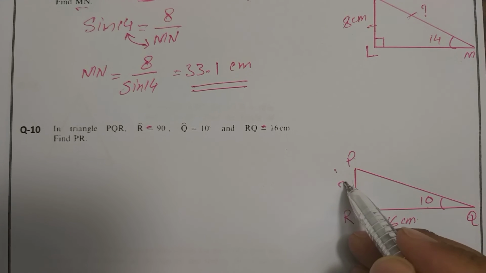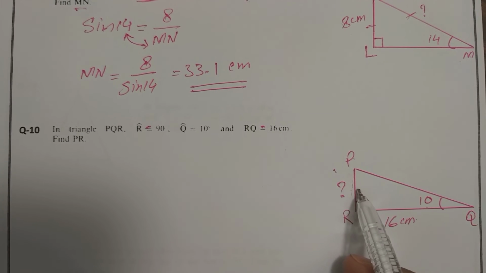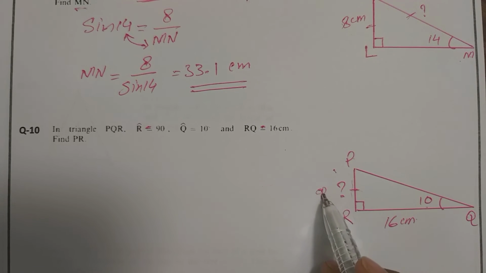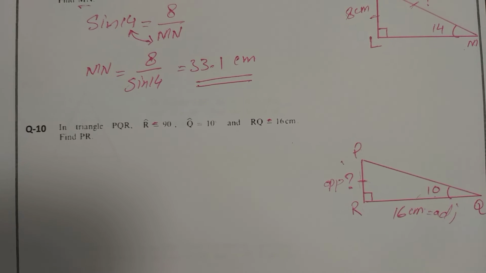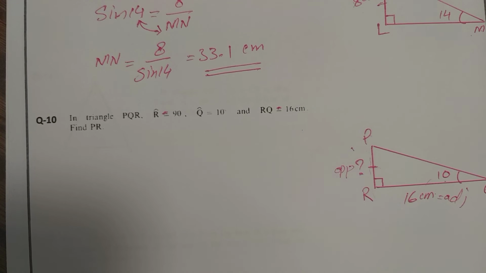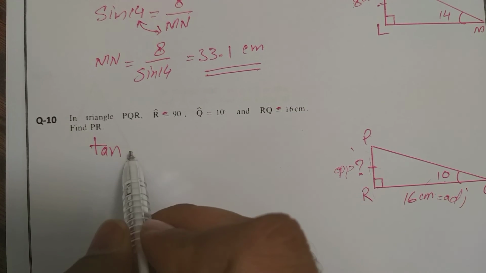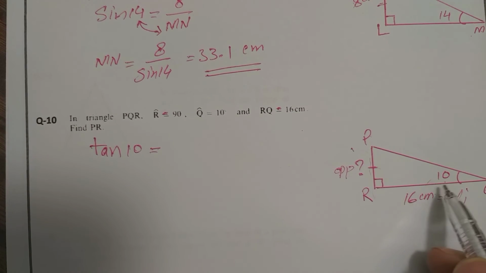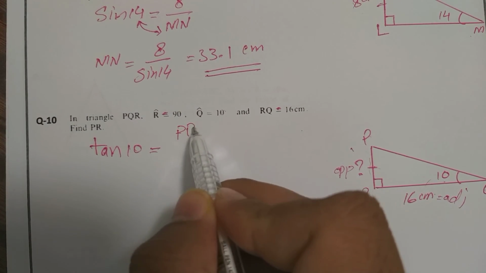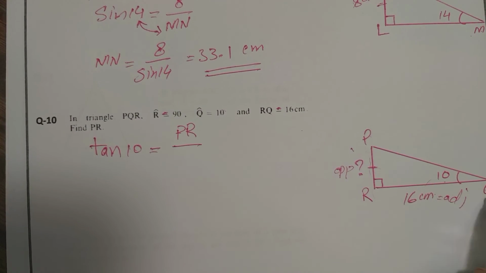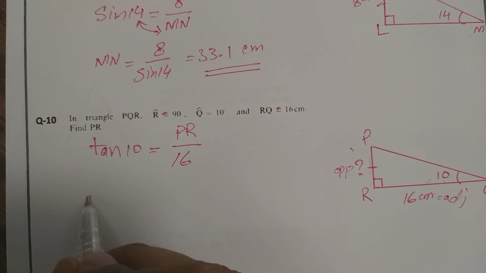So this is the side we need to find. According to this angle, this side is called the opposite, and this is called the adjacent. So we know the formula: opposite and adjacent, we use tan. So tan of angle 10, because the angle 10 is mentioned here, equals the opposite we need to find, which is PR, divided by QR, which is 16. Because of division, when transferred to the other side it becomes multiplication.